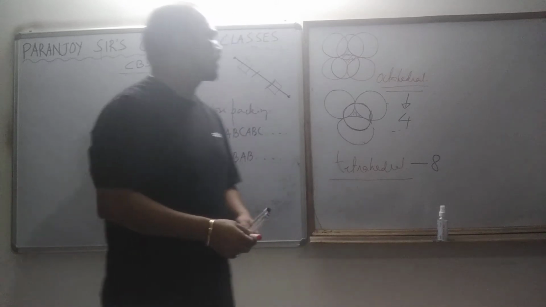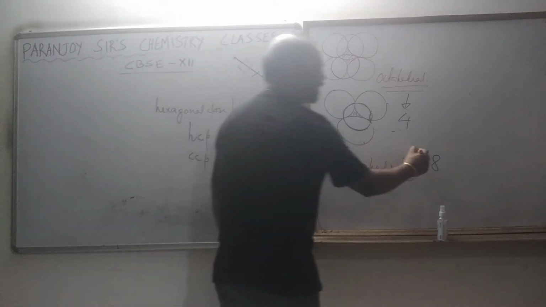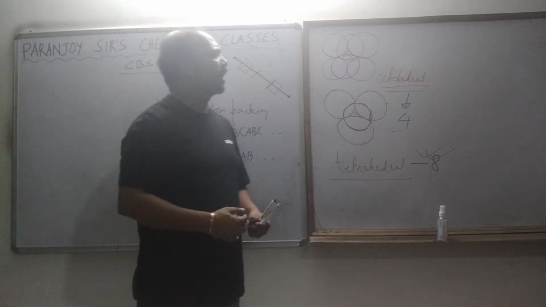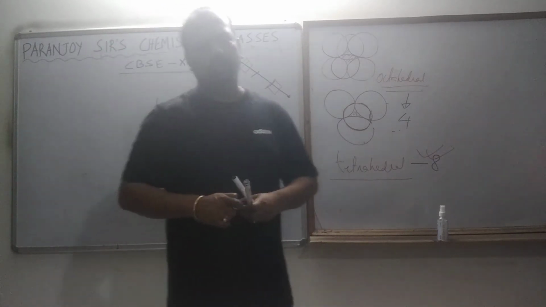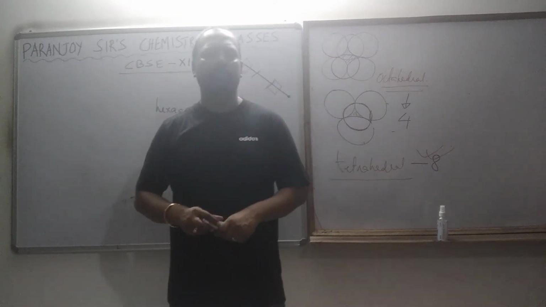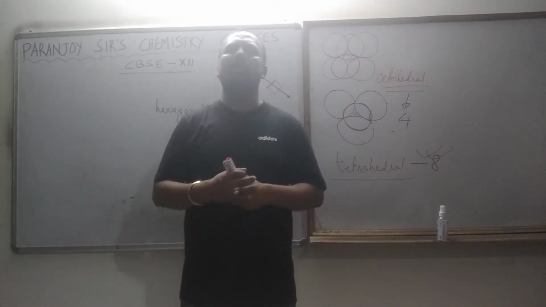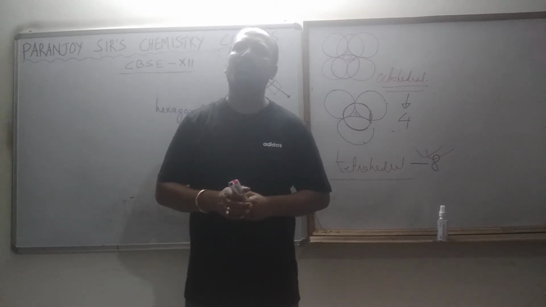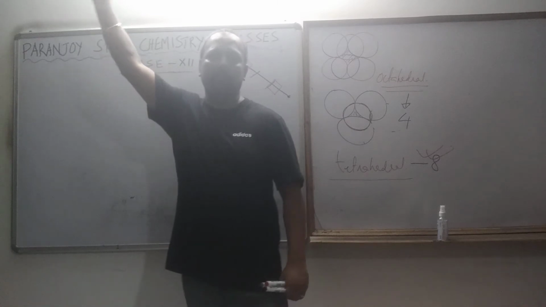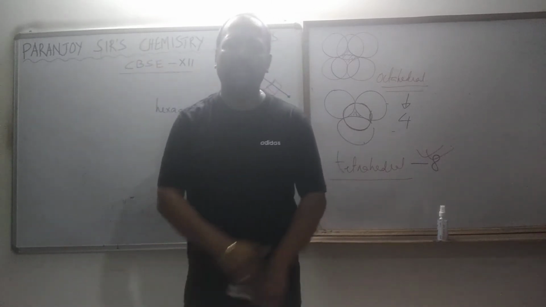Now what are the positions of the 4 octahedral voids? So 8 tetrahedral voids we understood. Now what are the positions of the 4 octahedral voids? You know the shape of octahedral. Octahedral voids are present in the center of the edges. It will be formed in the center of the edges.